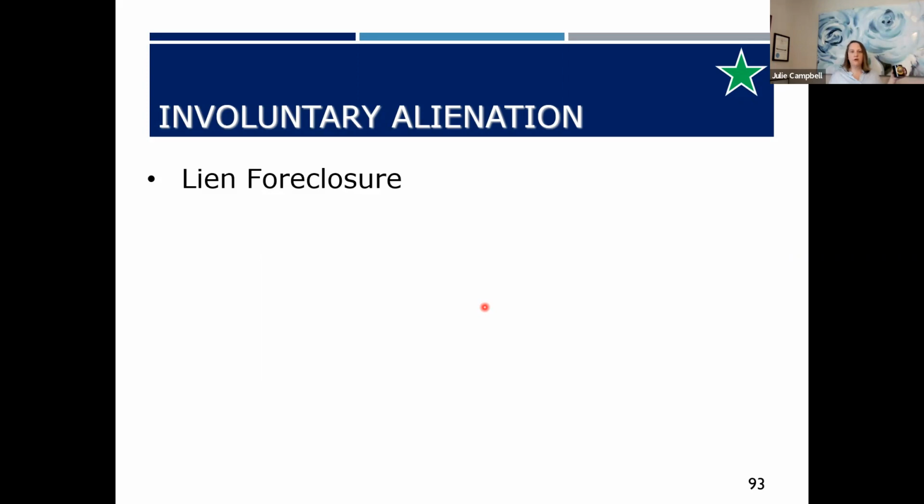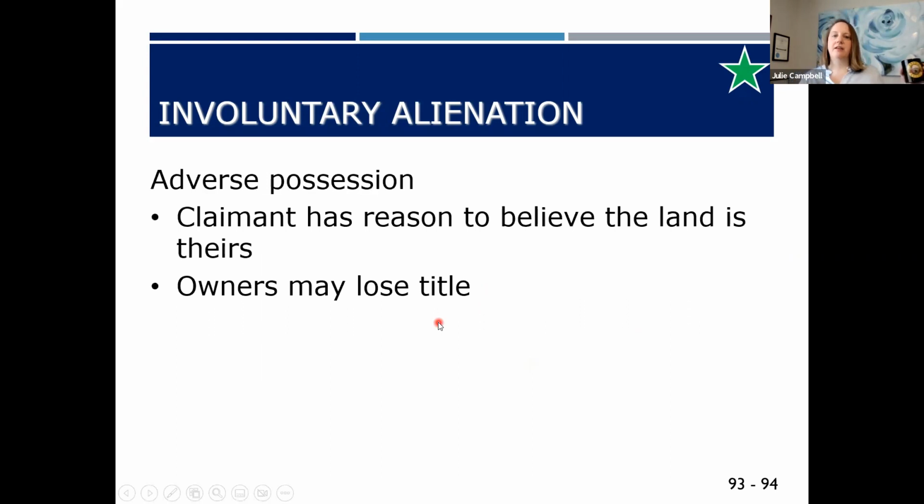Again, foreclosure: you owe somebody money, you stop paying them, now they're coming to collect. They do that through the process called foreclosure. And then the last method of involuntary alienation is something called adverse possession.